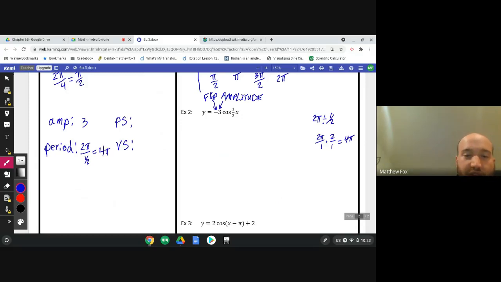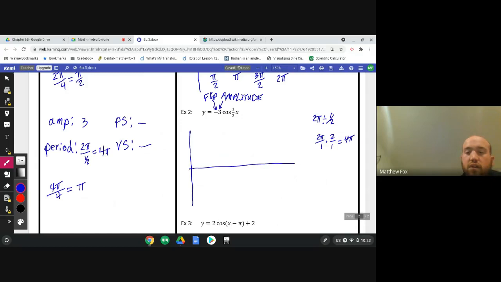Now, there's no phase shift because there's no parentheses and there's nothing trailing, so no vertical shift. Now remember, we always take whatever our period is, so in this case, 4 pi. We always take that and divide it by 4 every single time. So our interval is pi.